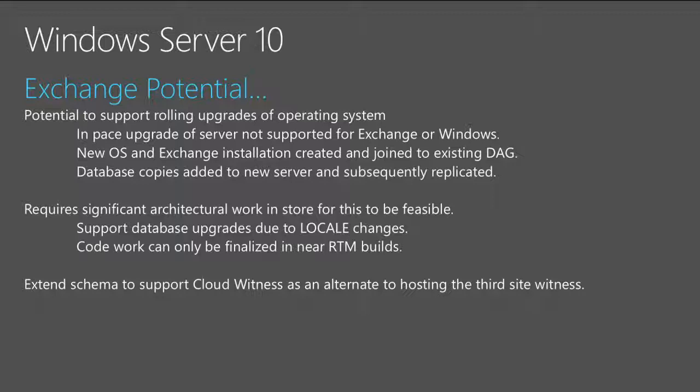So what we're looking at is that this is not an in-place upgrade. So this does not mean you're going to take your existing DAG node, stick your Windows 10 Server CD in, and click Upgrade. That's not what we're talking about here. What we're talking about here is you build a brand new Windows 10 server, you install Exchange on it, and you join that to your existing DAG, and you replicate your databases over. Okay?